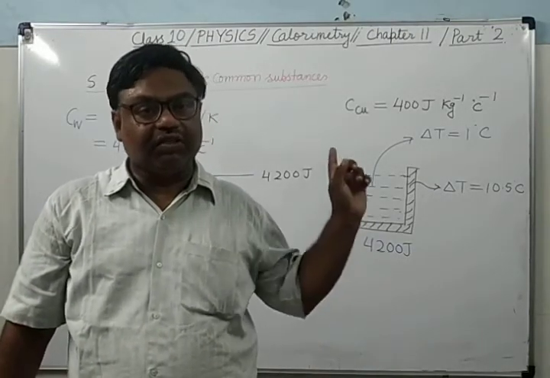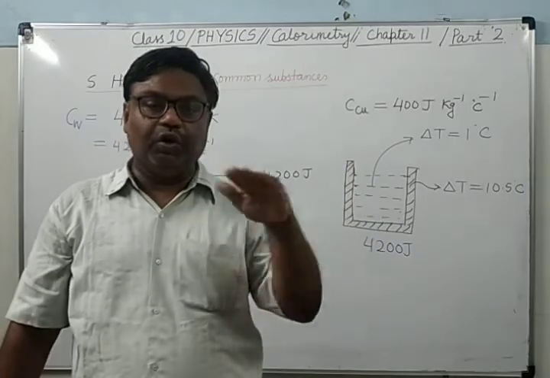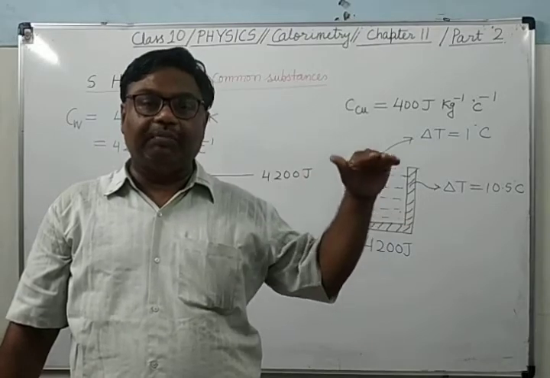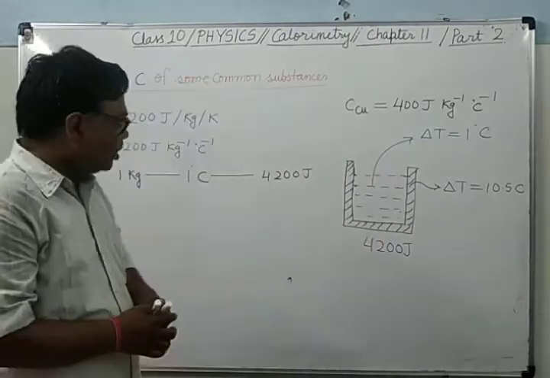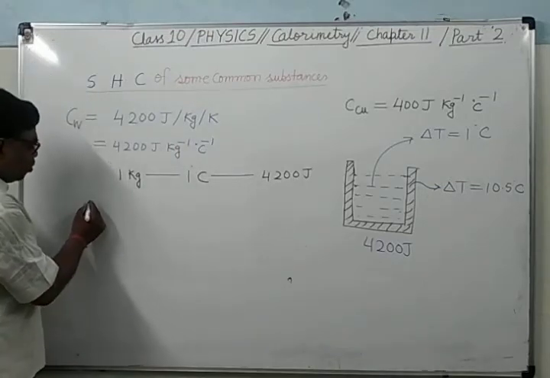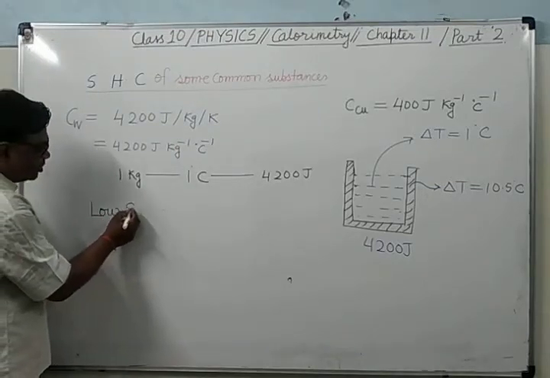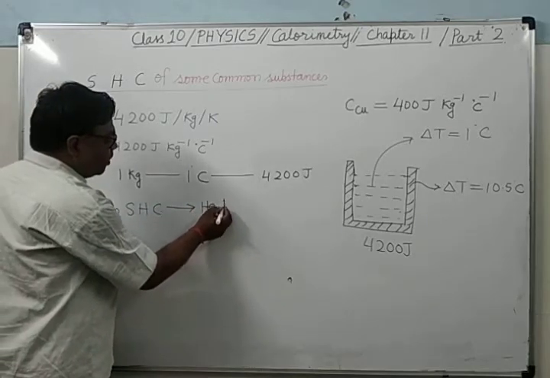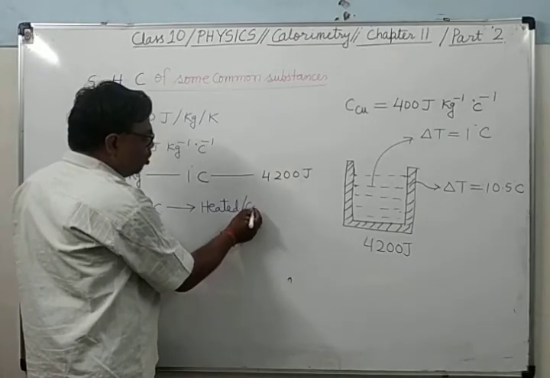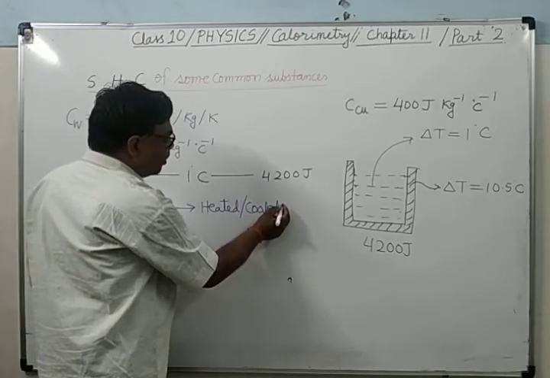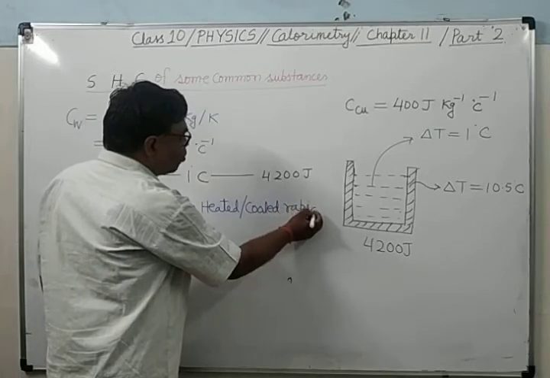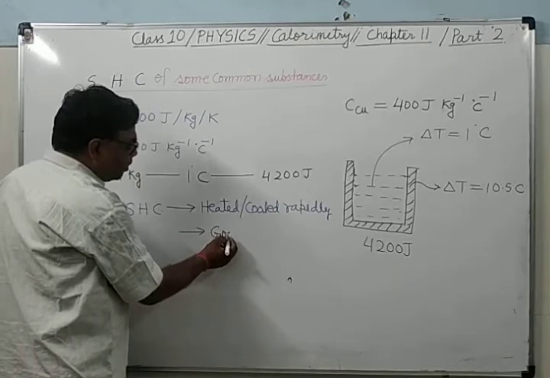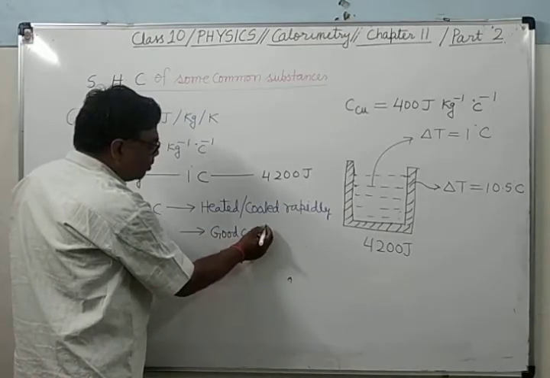So from here you can see one more thing. The substances which have a smaller value of SHC can be heated quickly, and they will be better conductors of heat. You can see here, substances having low SHC will be heated or cooled rapidly, and therefore they will be good conductors of heat.